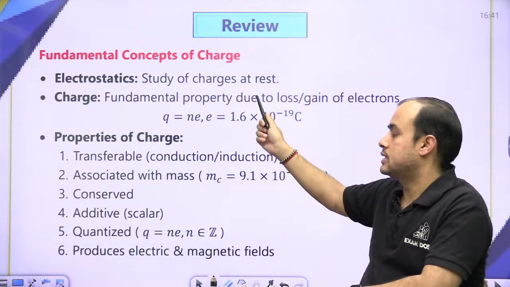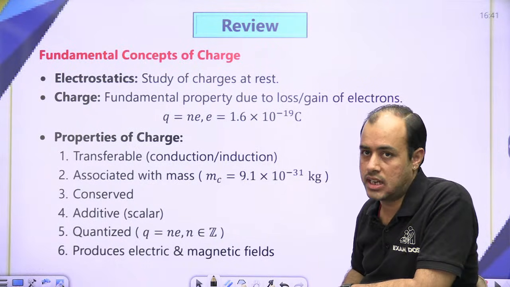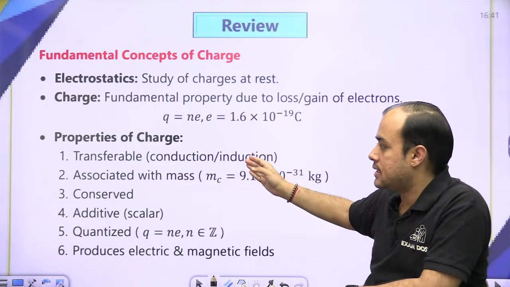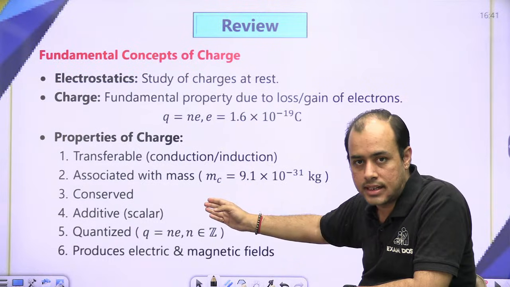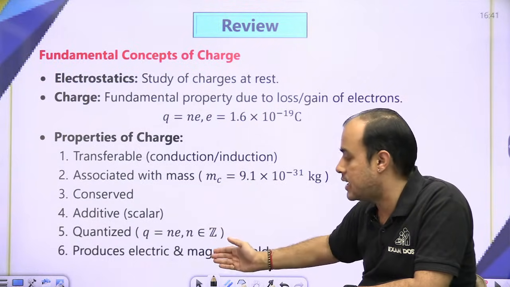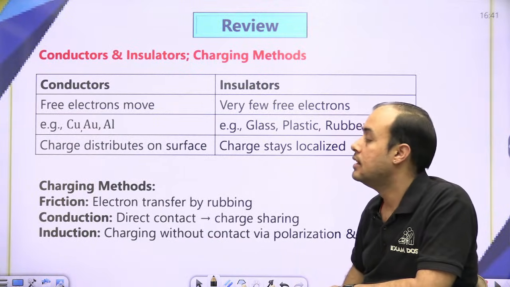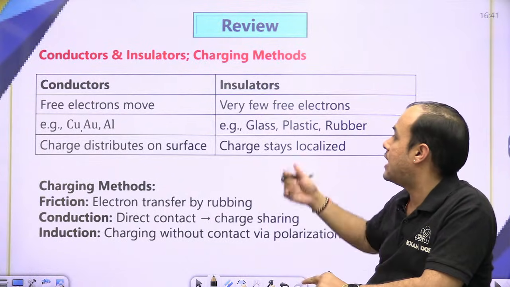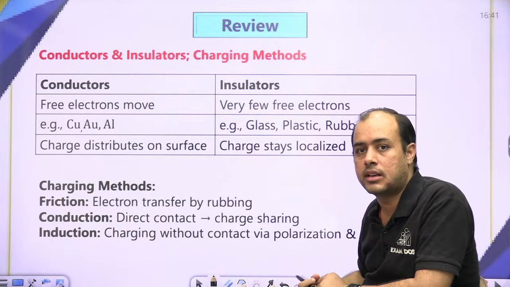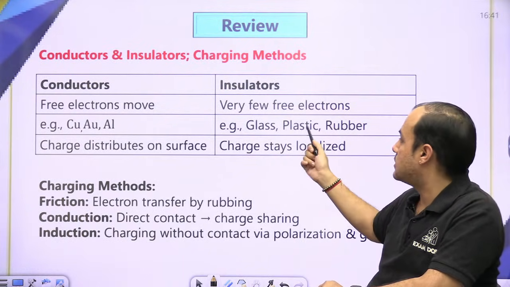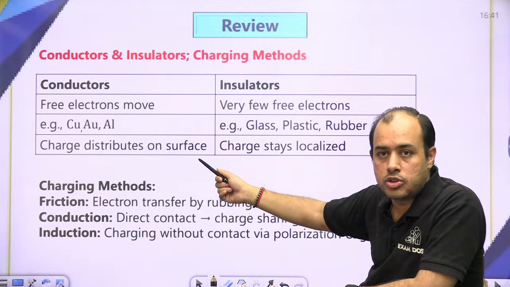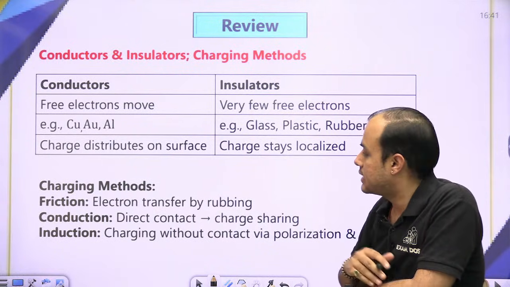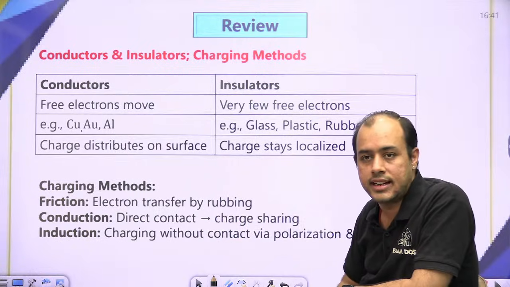So I told you about the charge, that electrostatics is the study of charge at rest and charge is equal to Ne. I told you the properties. It is transferable, it is associated with mass, it is conserved, additive, quantized, and it produces electric and magnetic field. Now conductors are where there are free electrons which can easily move. Insulators have very few free electrons. Conductors are copper, gold, aluminium. Insulators are glass, plastic, rubber. Here the charge is distributed on the surface. Here charge can penetrate inside the insulator. There are three methods of charging: friction, conduction, and induction.